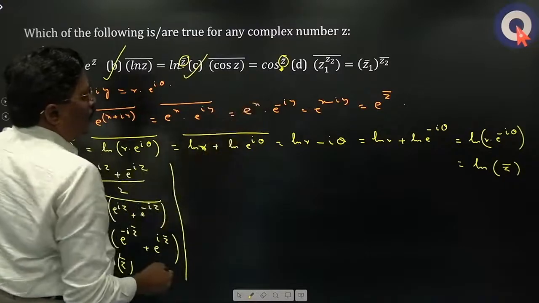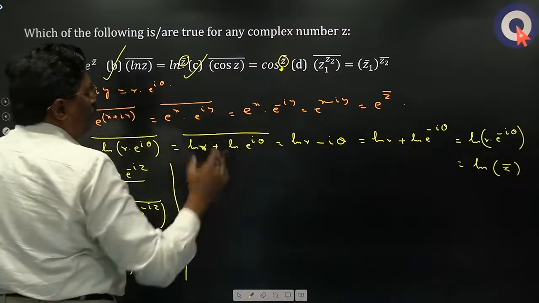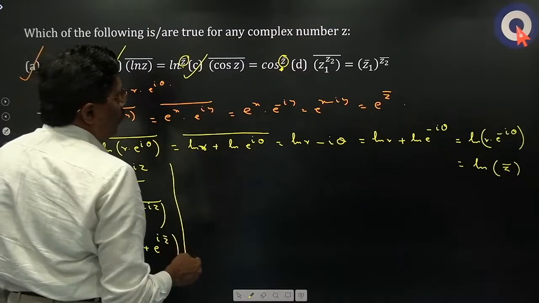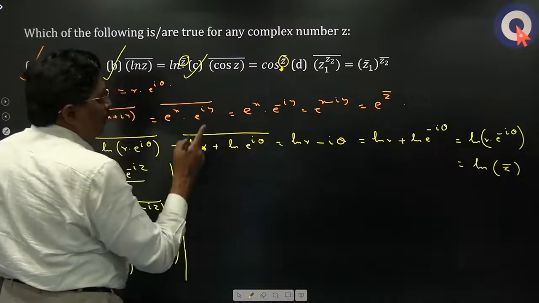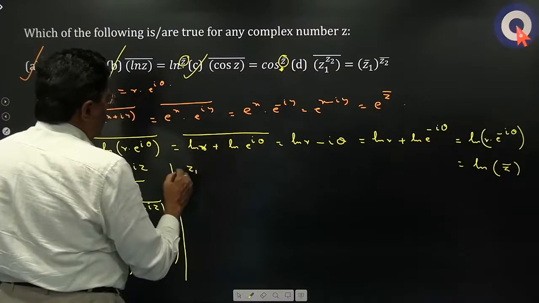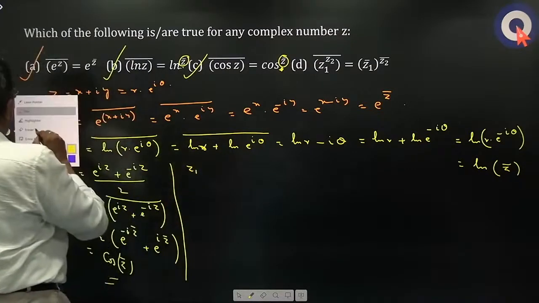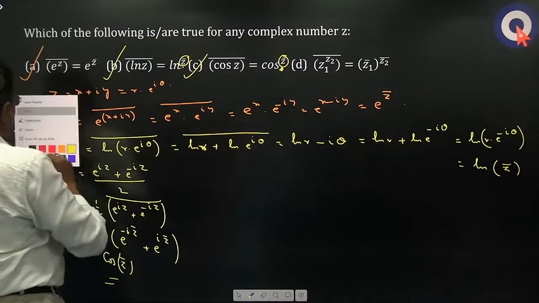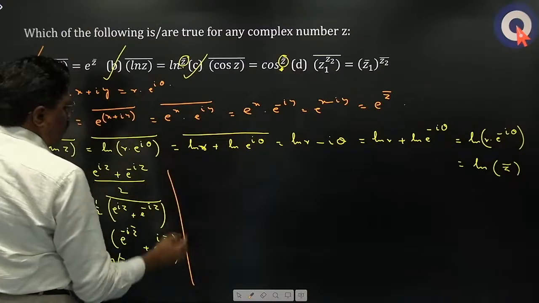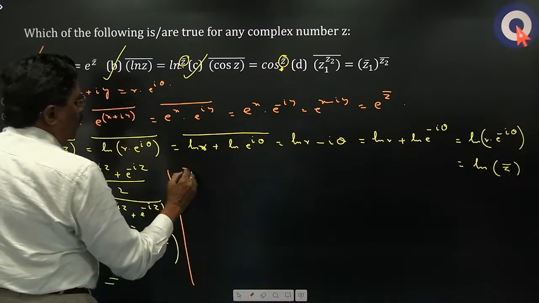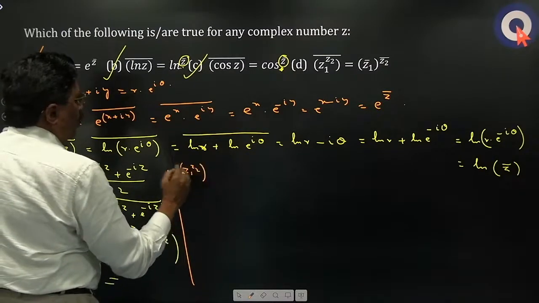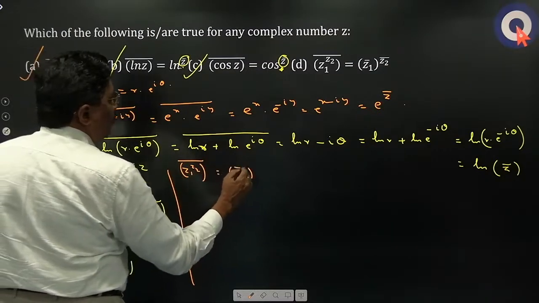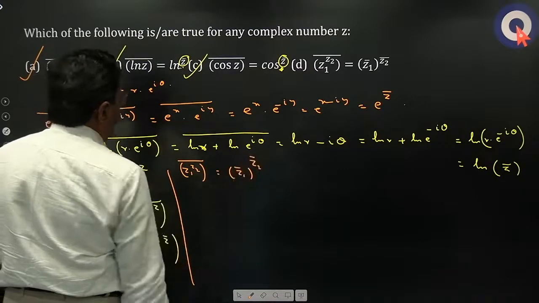Next, z1 power z2, that conjugate. Oh, I see. So z1 power z2 conjugate. We have to prove that the conjugate of z1 to the power z2 is equal to z1 conjugate to the power z2 conjugate. All right.